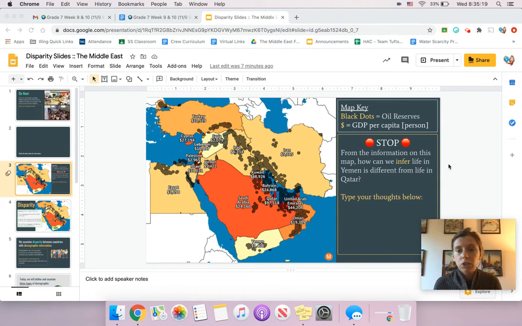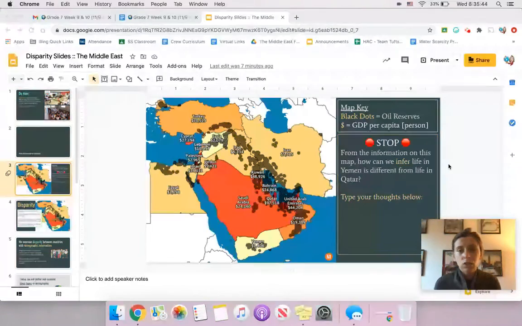From the information on this map, how can we infer life in Yemen is different from life in Qatar? An inference is a guess we make using what we can see and what we know. So you can think of it as an educated guess. Now we need to make an inference about how life in Yemen would be different from life in Qatar based off the information that this map is giving us.